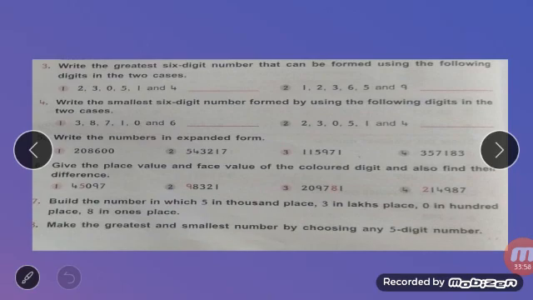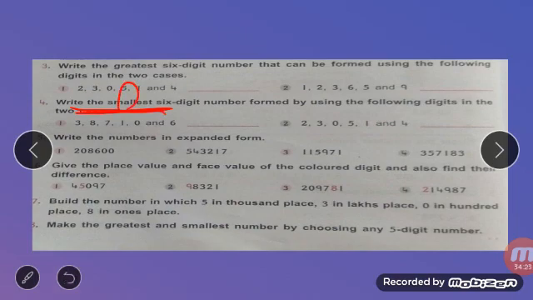Write the greatest 6-digit number that can be formed using the following digits in two cases. So you have to find out the greatest 6-digit number that can be formed using the following digits in two cases. You have to make the greatest number. For making the greatest number, you have to write the number in which order? Big to small. Big to small means descending order.